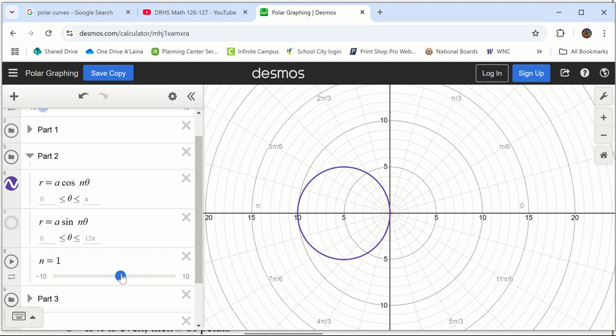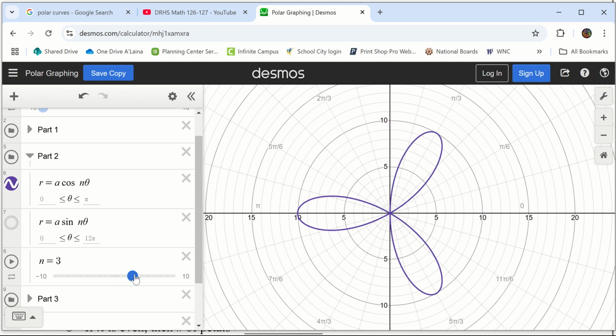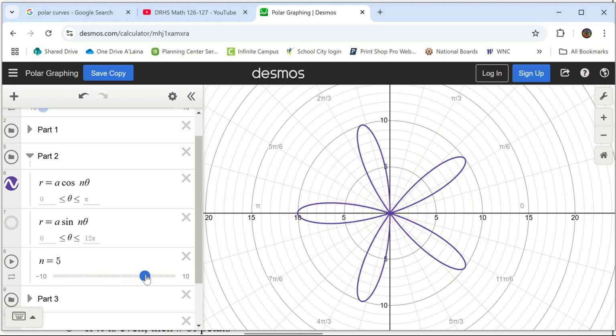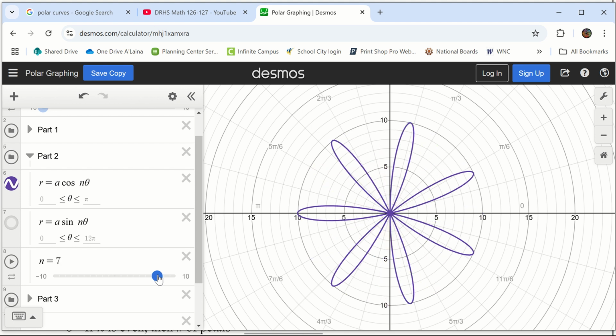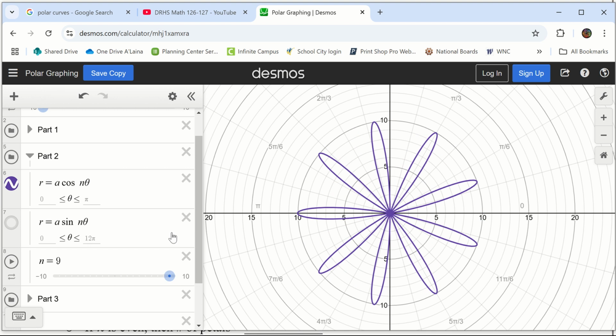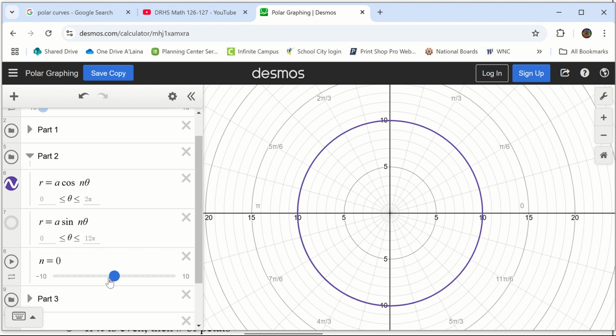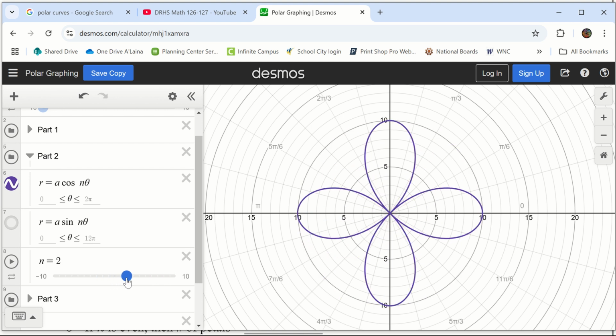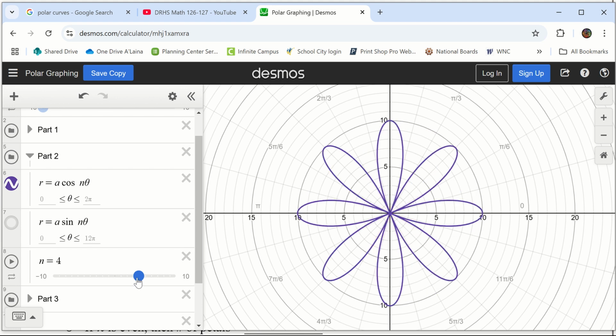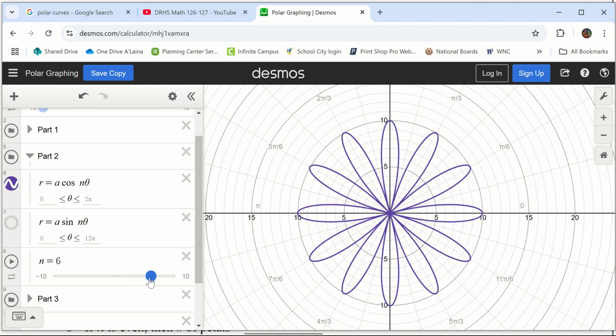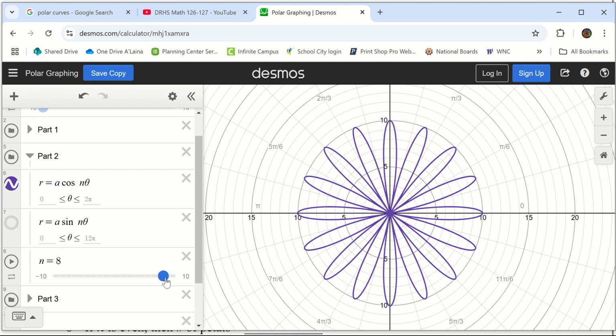Speaking of odd, let's look and see what happens when N is odd. N is 1, we have 1 petal. N is 3, we have 3 petals. N is 5, we have 5 petals. N is 7, we have 7 petals. So if N is odd, that tells us the number of petals. If N is even, let's see what happens with even. N is 2, we have 4 petals. Now we have 8 petals, 12 petals, 16 petals. So if N is an even number, the number of petals is twice as many as N.